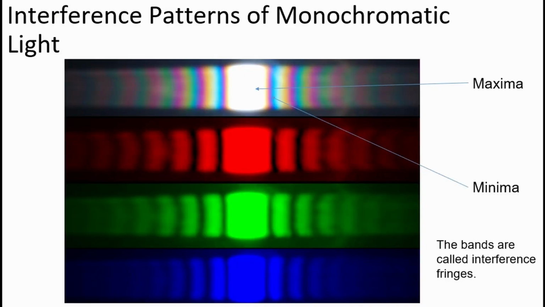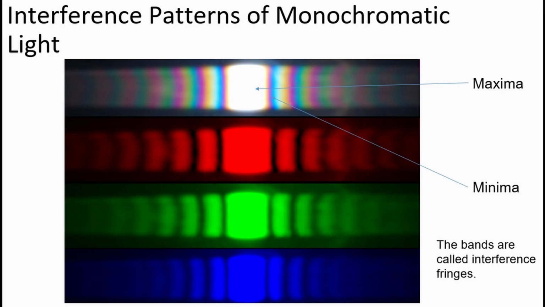Now what happens is when you have these coherent waves and they interfere with one another, they form this interference pattern that you can see. This interference pattern has maxima, the bright parts, and minima, the dark parts. These are also called interference fringes, so you can say they're bright fringes and dark fringes. In the center we've got this really bright maxima, and then all of the rest of the bands are separated by minima, which are the dark bands.